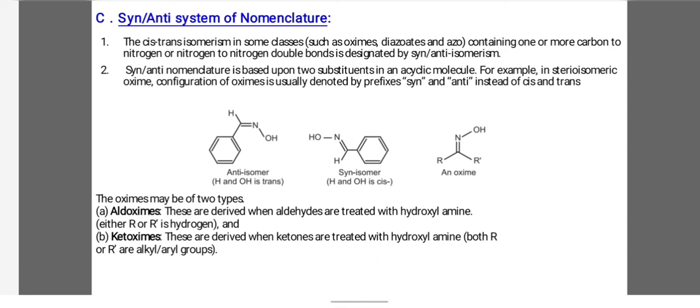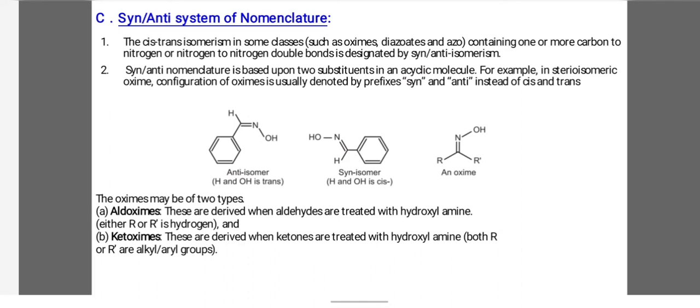In aldoximes, when the hydrogen and OH group are on the same side, it is called the cis form, while when these groups are on opposite sides, the configuration is called the anti form. Here we have to give an example. We have to know some conditions to identify the cis and anti system of nomenclature. When the carbon and double-bonded nitrogen are present, then it's called the cis and anti system of nomenclature.